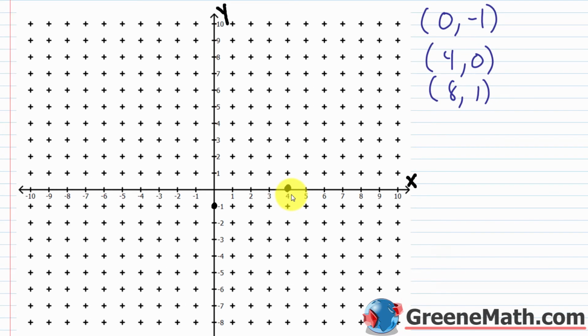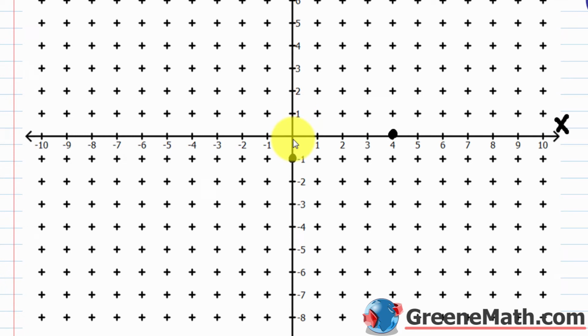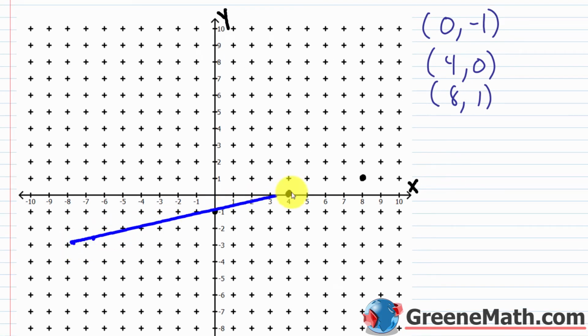Then lastly, my point for a check is 8, 1. So I find 8 on the x-axis, that's right here. I find 1 on the y-axis. So think about it as going 8 units to the right, 1 unit up. And everything lines up here. So I know that I've got something going. Okay, and again, I want to put arrows at each end. And the arrows indicate that this line continues forever and ever and ever in each direction.